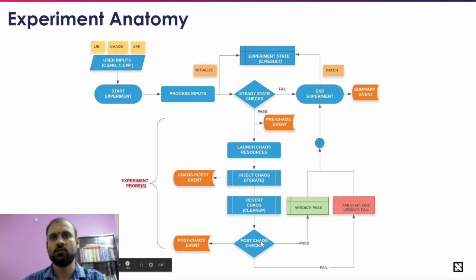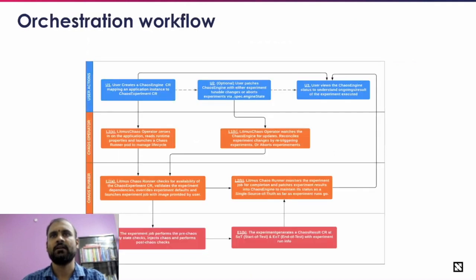So your post-chaos check is also going to involve an additional step, just to verify if your probe has been returning the right things always. At any point, if the probe fails, then you're actually going to fail the experiment. So this is what happens when you run the chaos experiment. This was about the anatomy of the experiment run itself, and about the overall orchestration: what happens when you run the experiment and how the different components play.